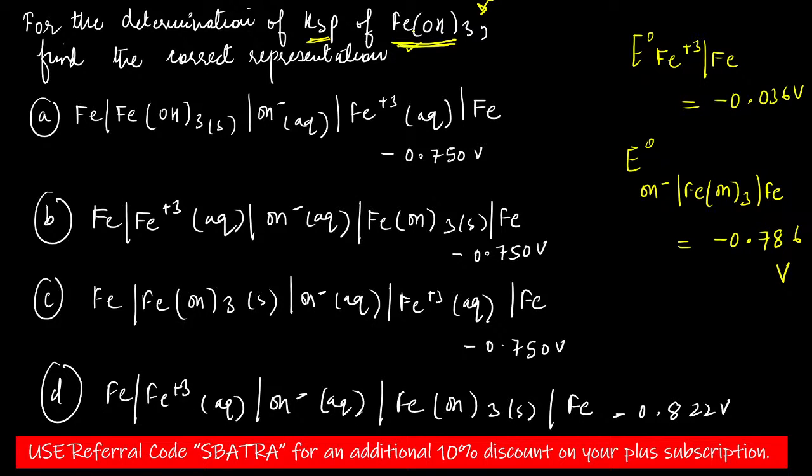Yes, all E naught values are written with a negative sign. Fe3 plus to Fe is minus 0.036 volt, and E naught for OH minus to this salt, the metal insoluble salt anion half cell, is minus 0.786 volts. Both the values are negative only.